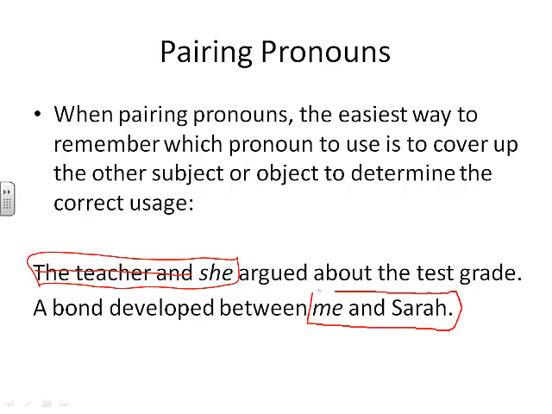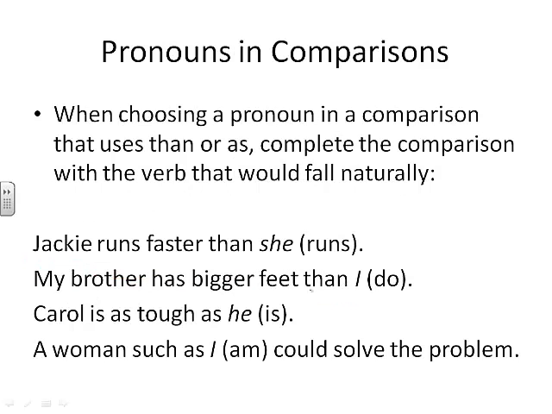Likewise, with the object pronoun, "A bond developed between me and Sarah." If we took out "and Sarah," it would be "A bond developed with me." Now, when we do a comparison, we need to kind of imply the second verb. So "Jackie runs faster than she runs." It wouldn't be "Jackie runs faster than her," it would be "than she," because runs is implied.